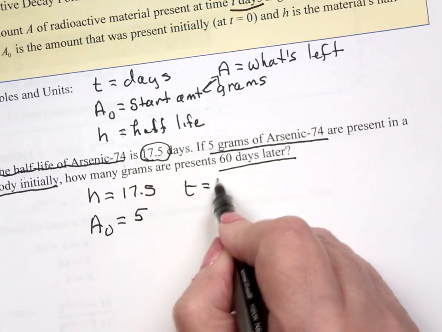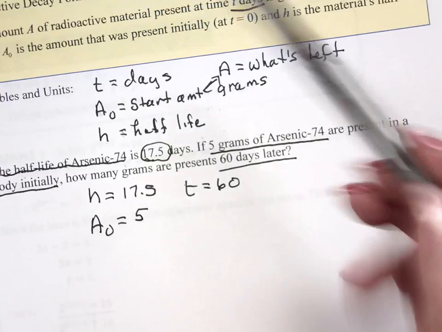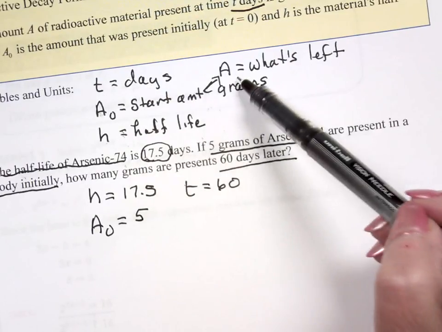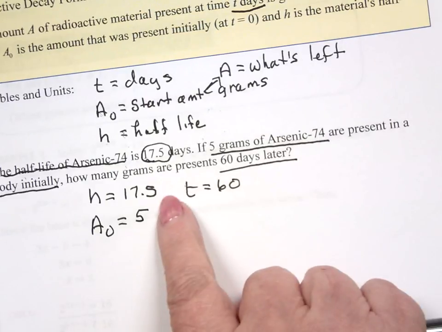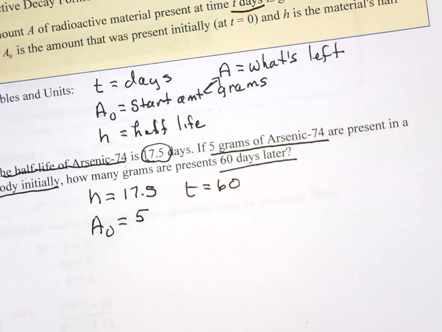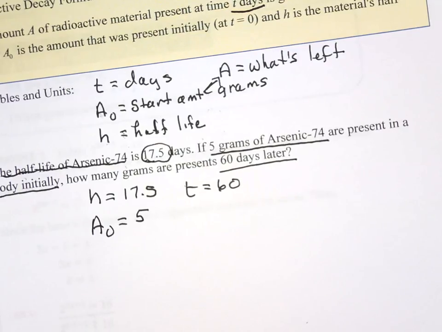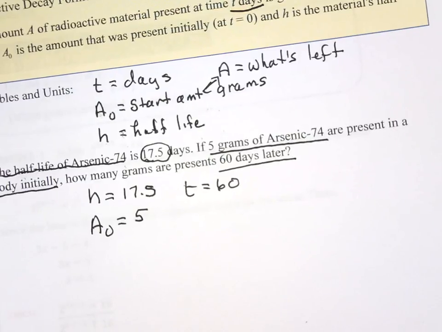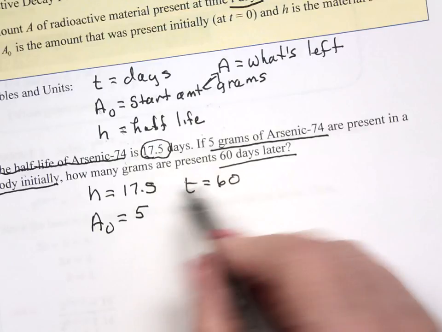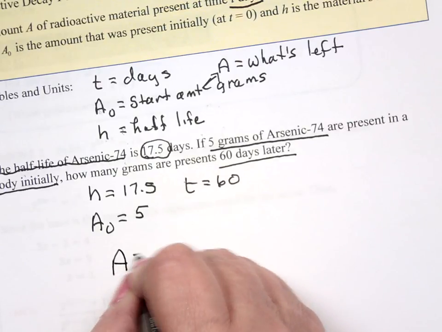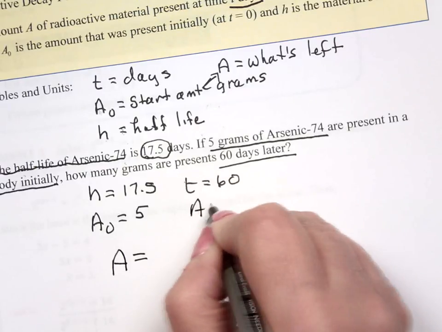T equals 60. So how many variables do we have in the problem? 1, 2, 3, 4. How many things do they give us? 1, 2, 3. That means that I have 1 left to find. So if I have 4 variables, in order to find anything, I better have 3 quantities. So how many grams are present 60 days later? So how much is left? That's A. So A is the guy I'm going to find.